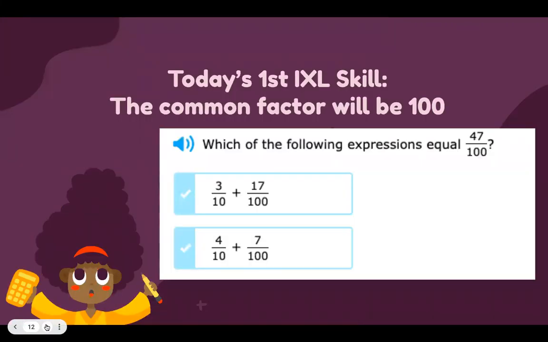Now, we do have the IXL skills, which has common factor 100. If you look at these, it says, which of the following expressions equals 47/100? Well, anytime that you see just 10, you're going to just multiply it times 10/10. And the easy way to do that is just put a 0 after each one. And if you do that, this one here would be 47/100.